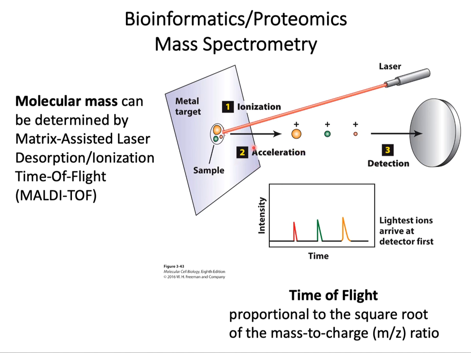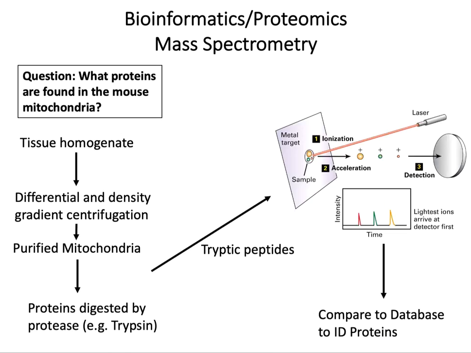The time it takes for the particle to move from its original position to the detector is known as the time of flight, which is proportional to the square root of the mass of the particle over charge. Or basically, the lightest ion will reach the detector first. The molecular weight of each ion from the sample is calculated based on the time of flight. So you purify the mitochondria as mentioned, and the scheme is shown on the left.